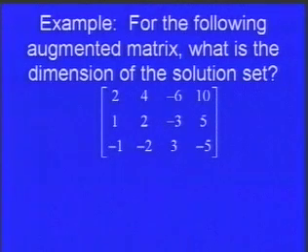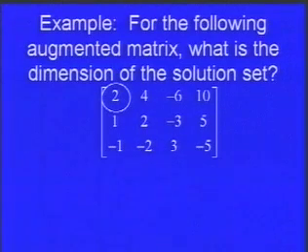Okay, as you see, I have 2, 4, negative 6, 10 across the first row. Second row is 1, 2, negative 3, 5. Third row is negative 1, negative 2, 3, negative 5. Maybe you're already seeing some similarities between those rows. Maybe not. Anyway, what I need you to try to do is to get a 1 in the upper left-hand corner where that 2 is.